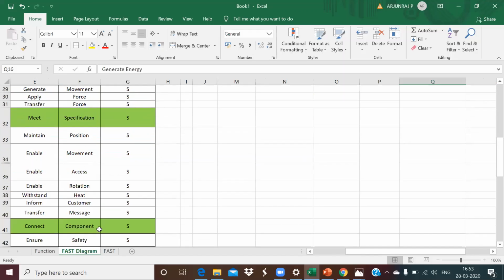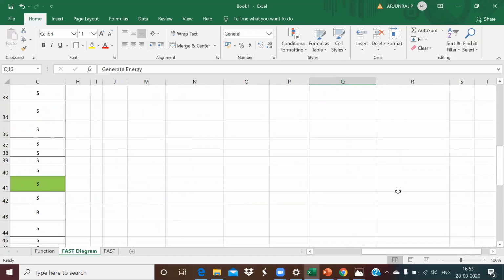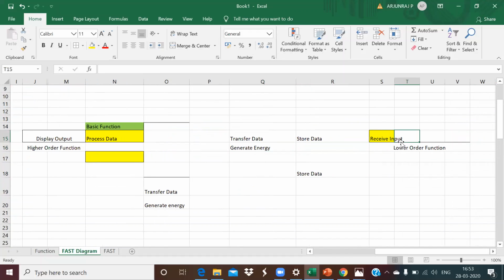Maybe we can also look into that aspect, like transfer energy, convert energy, connecting the circuit. Even when the circuit gets connected, there are a lot of things. So what I feel, we just need to type and start from that. Receive power is our lowest-level function, right?